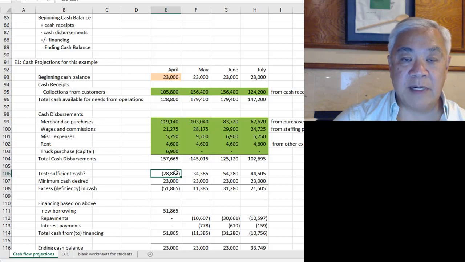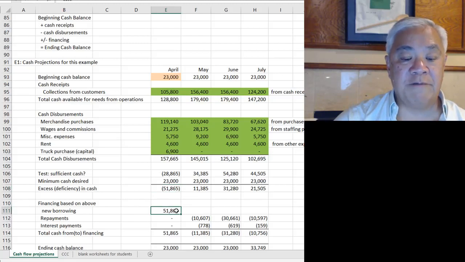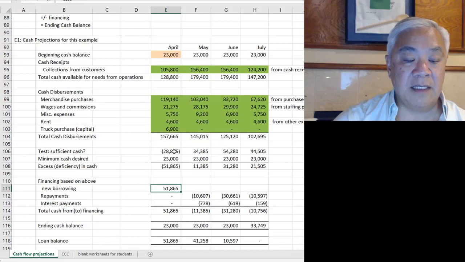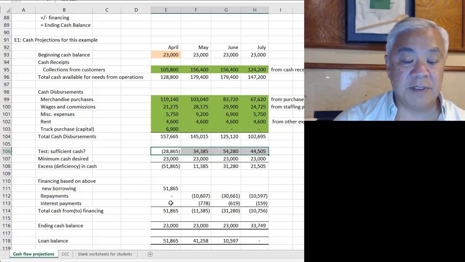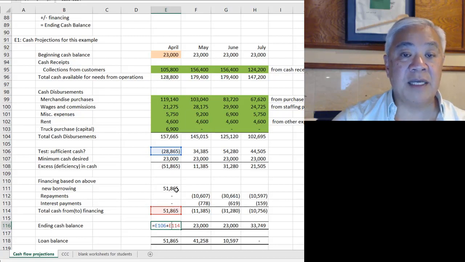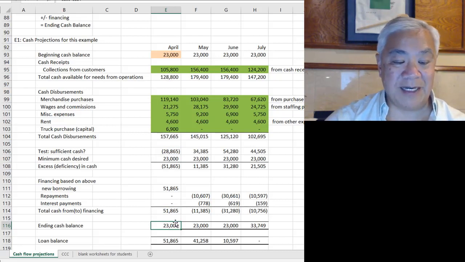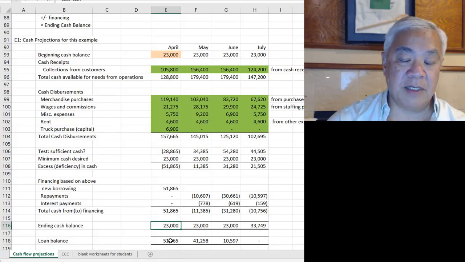So if we're underwater by 28 and we need 53, the total deficiency is actually 51. So what do we do? We borrow it. So here we have a new borrowing of 51,856. And we'll see something here: if we have the net position right here, and then we add the 51 to it, we'll get 23. So 28 negative plus the 51 ends up being a positive 23, which we force a number, so it better be that number. But on here, I'm just keeping track of what's the loan outstanding, and we just borrowed $51,000.